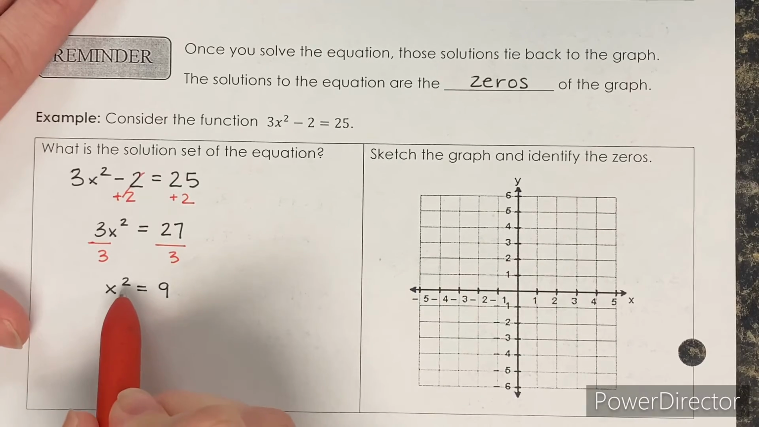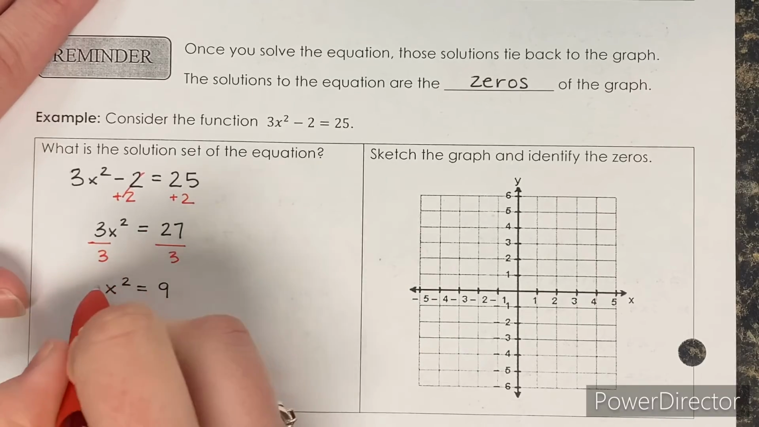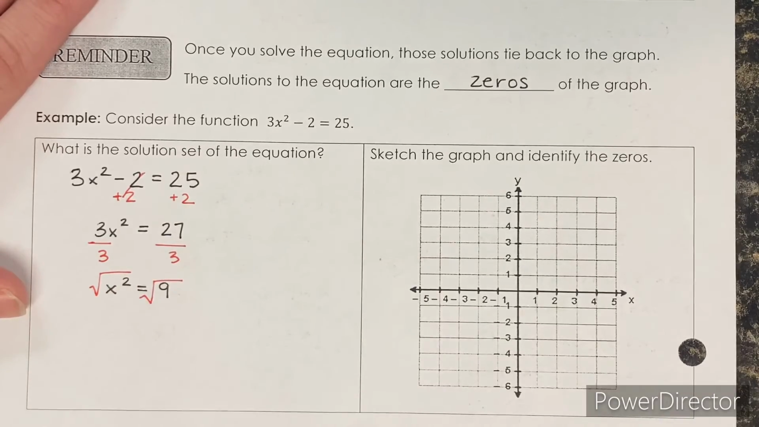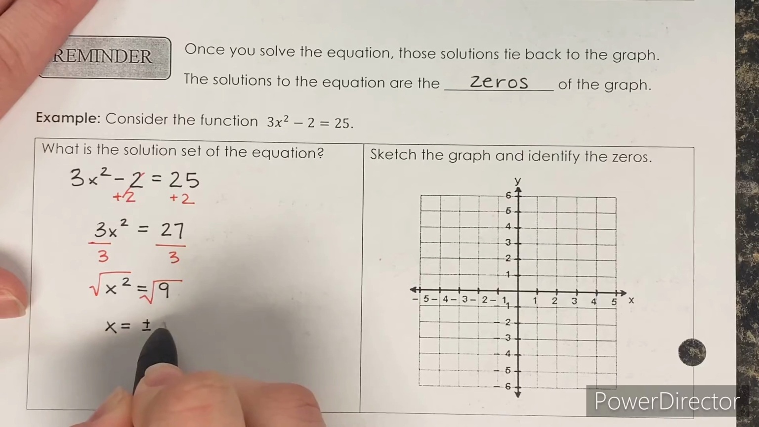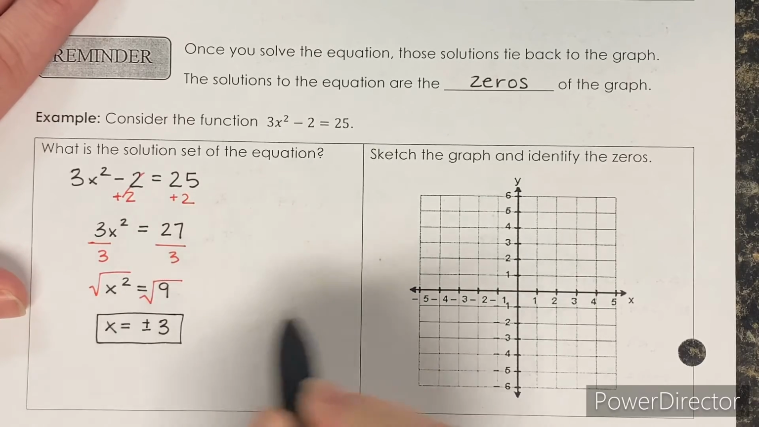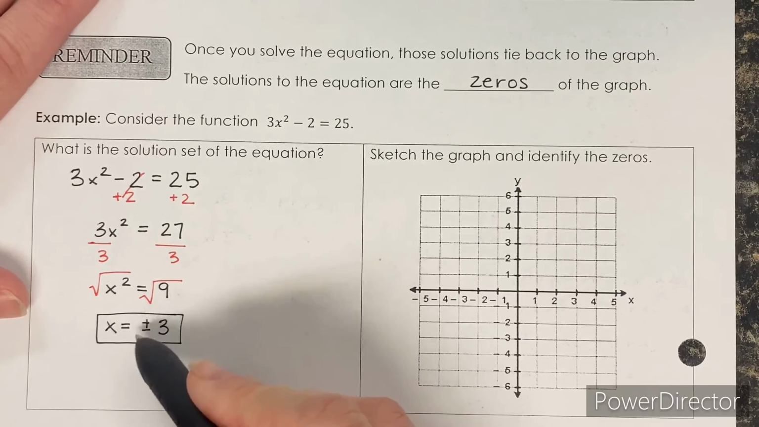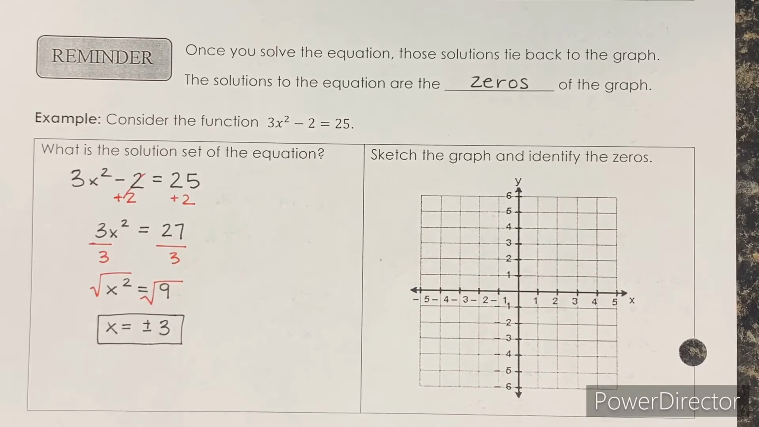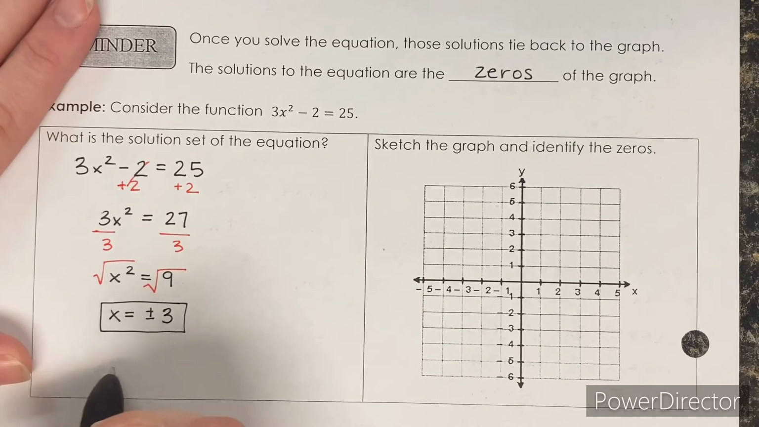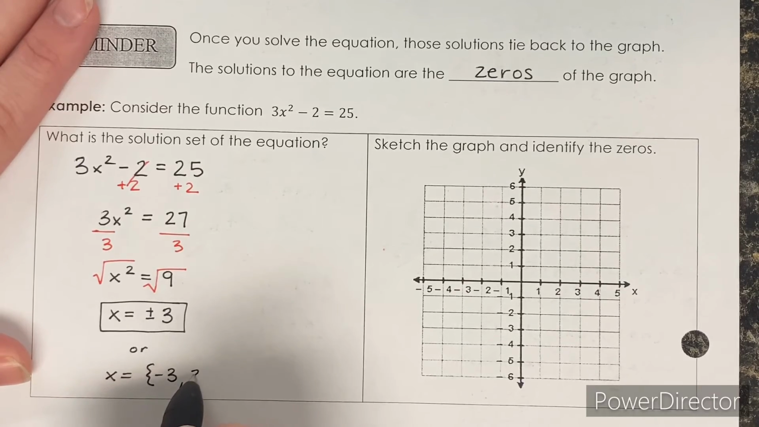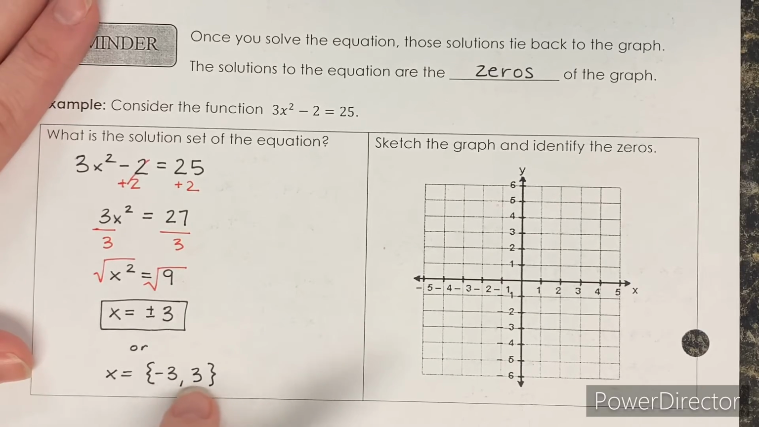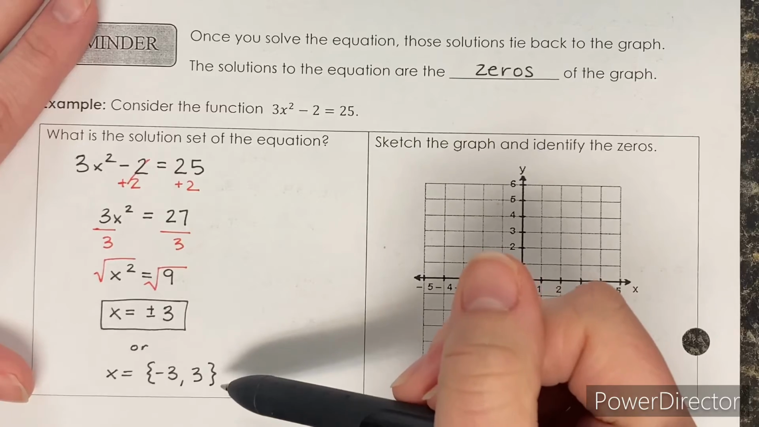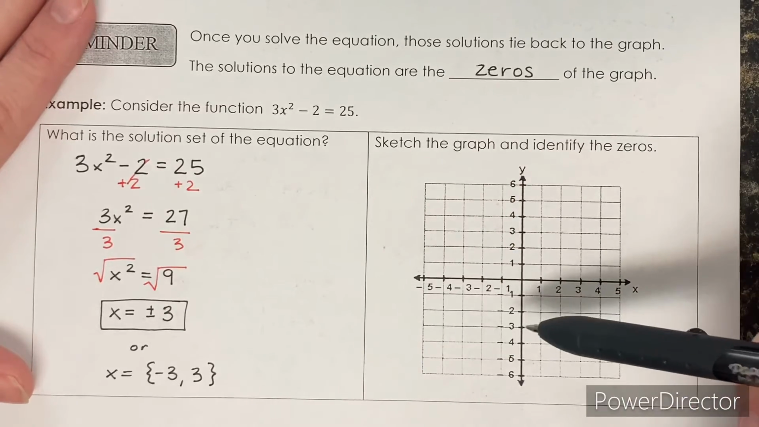And last, I have to get rid of that squared. And remember, the inverse of a squared is the square root. So I'm going to take the square root. And then my solution set is x is equal to plus or minus 3. Because the square root of 9 is 3. And in Algebra 1, we have that plus or minus symbol. So this answer right here, remember, can also be written as x equals negative 3 and positive 3. And they're going to be in those set notation brackets. Here are your 2 zeros to the graph. So yes, these are solutions to the equation, but they also tie back to the graph, okay?